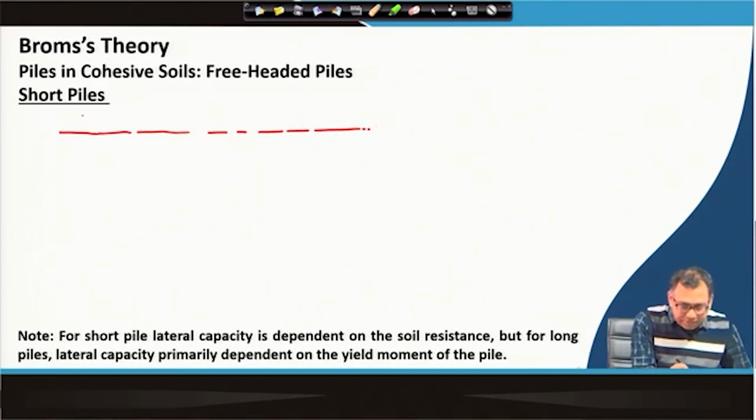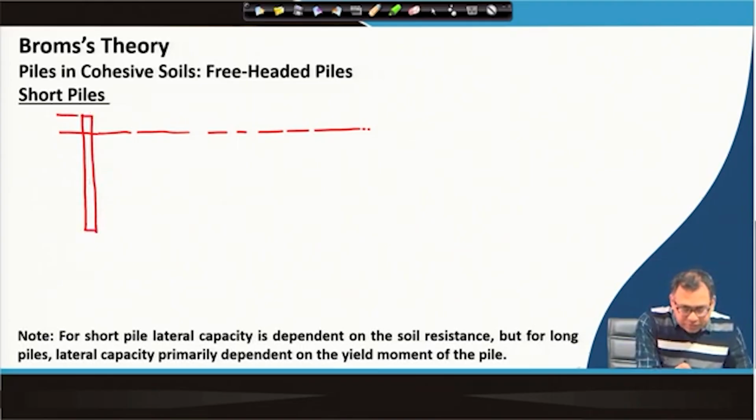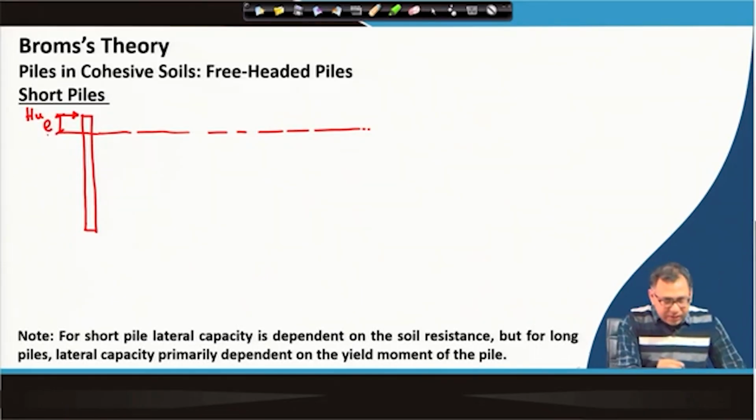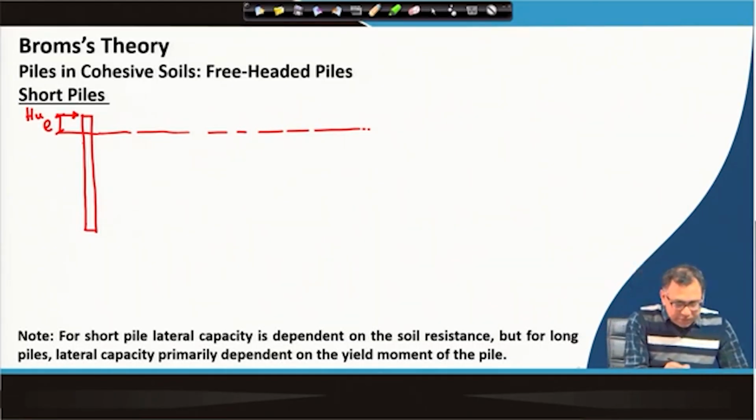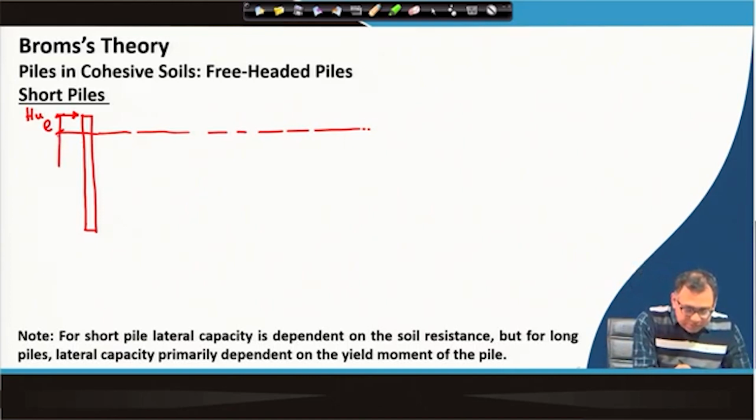okay, and we have a pile which is a short pile and which is subjected to lateral load, which is say Hu. Hu is the lateral load. This load is applied with an eccentricity e from the ground surface. That means, at a distance e above the ground surface, H is applied to the pile. Now, this is the length of the pile, L.